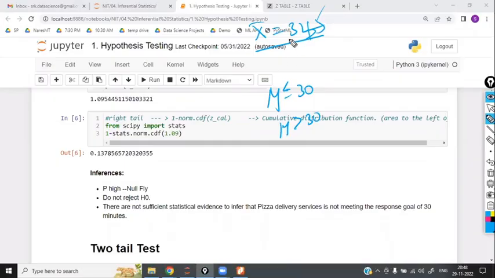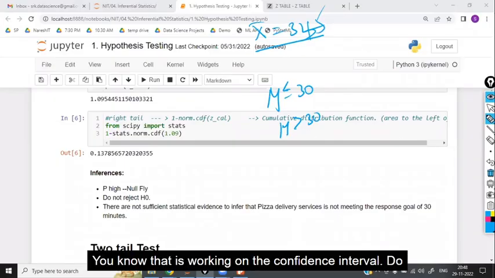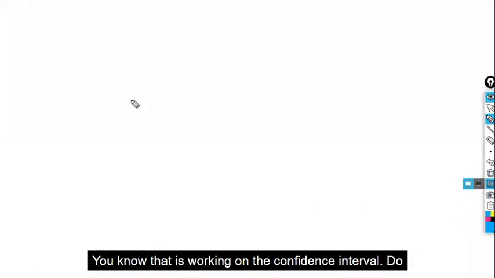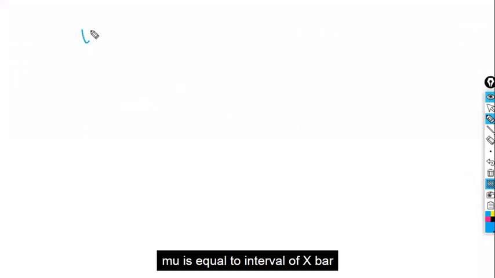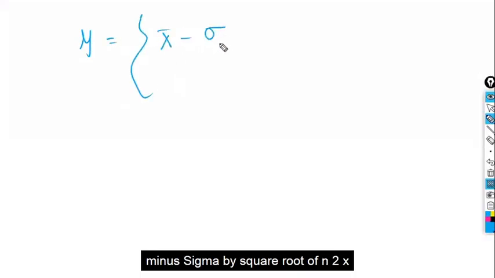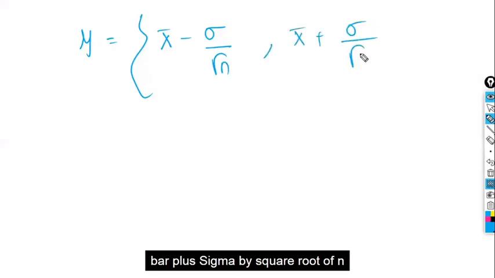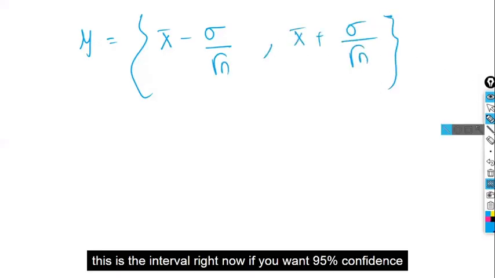How have you selected that number? You know, that works on the confidence interval. Do you remember the confidence interval? What is the confidence interval concept? Mu is in the interval x bar minus sigma by square root of n to x bar plus sigma by square root of n. This is the interval, right?